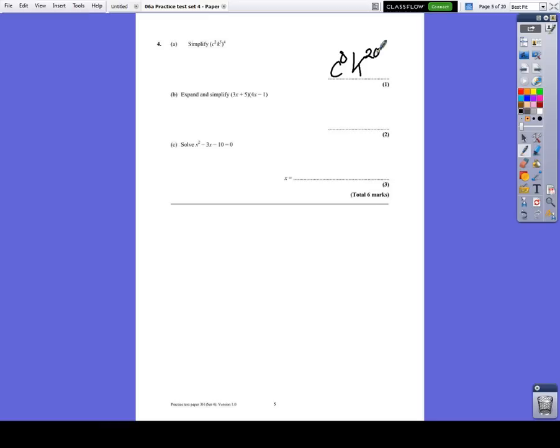Expand and simplify this. So if we use FOIL, 3x times 4x would be 12x squared. The outsides, 3x times minus 1 is minus 3x. The insides, 5 times 4x is 20x. And then the last ones, 5 times minus 1 is minus 5. And if we put all that together, we get 12x squared plus 17x minus 5.